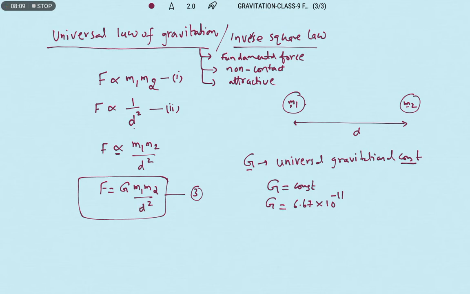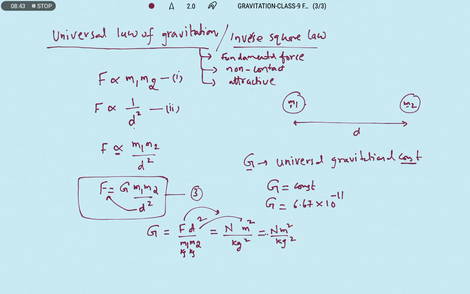Let us make capital G the subject from equation number 3. So G equals F into d square, cross multiplied by m1 m2. What is the unit of force? Newton. What is the unit of distance? Meter, so here meter square. And what is the unit of mass? Kg into kg, therefore kg square. So the unit of capital G is Newton meter square by kg square. This is the SI unit of capital G.